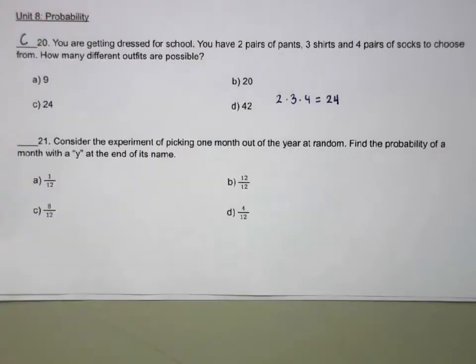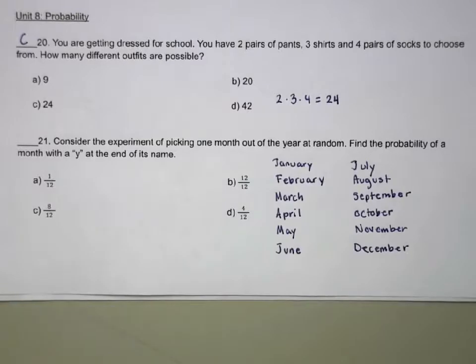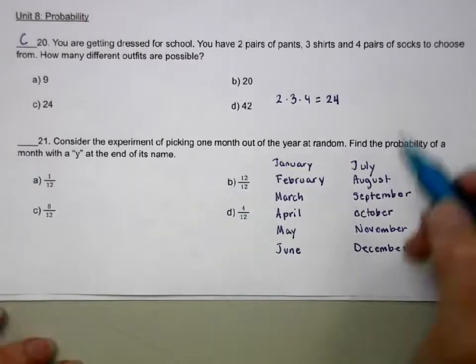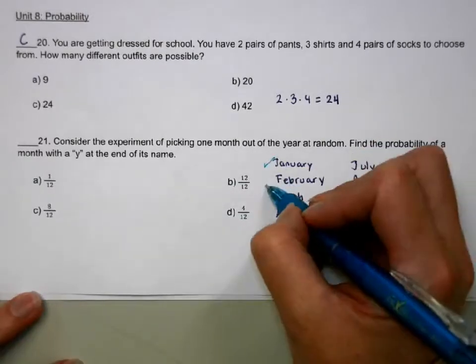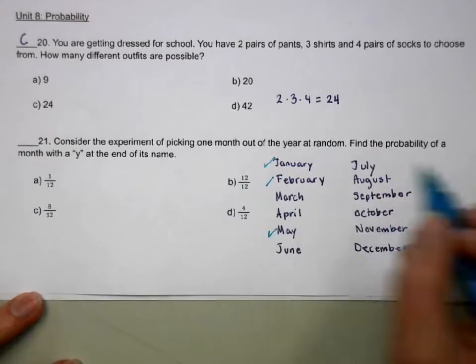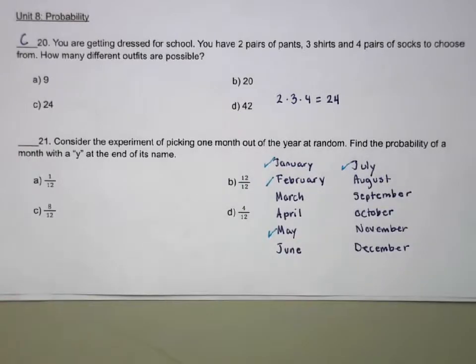Consider the experiment of picking 1 month out of the year at random. Find the probability of a month with a Y at the end. So let's write out our sample space. So there's all our months. Which ones of these are good? January ends in a Y, February ends in a Y, May ends in a Y, and July ends in a Y. So we have 4 out of the 12 months.